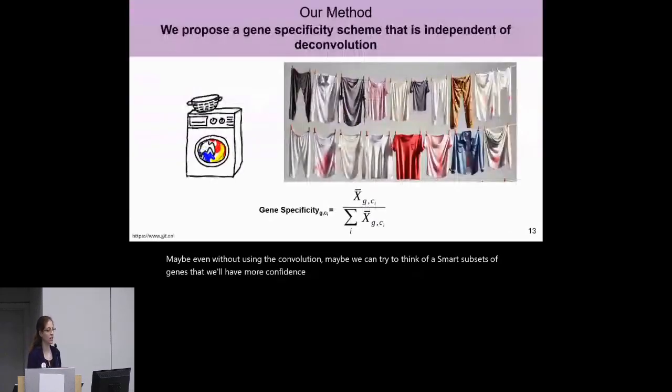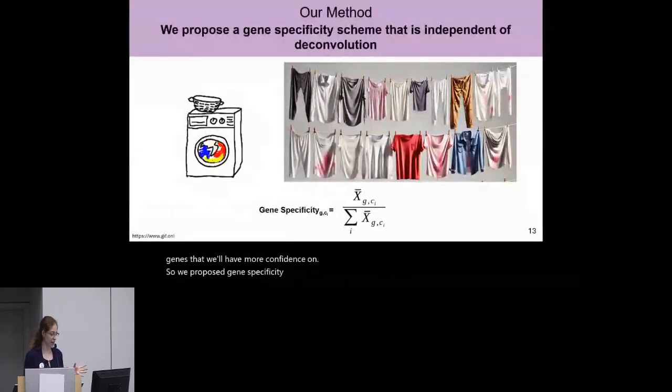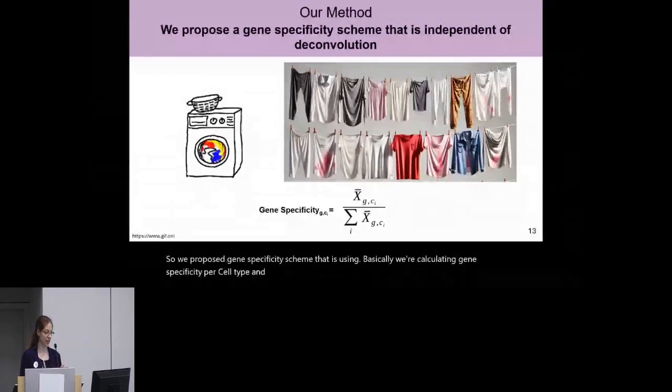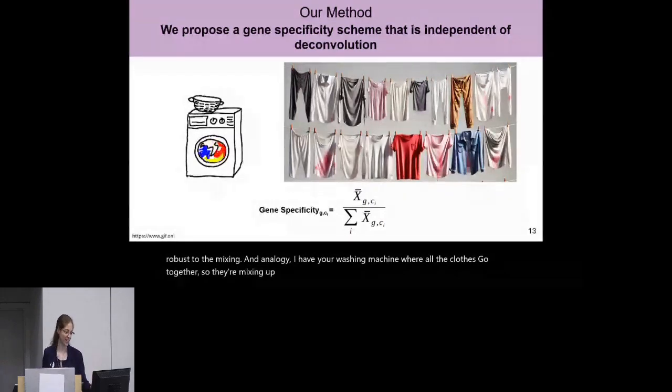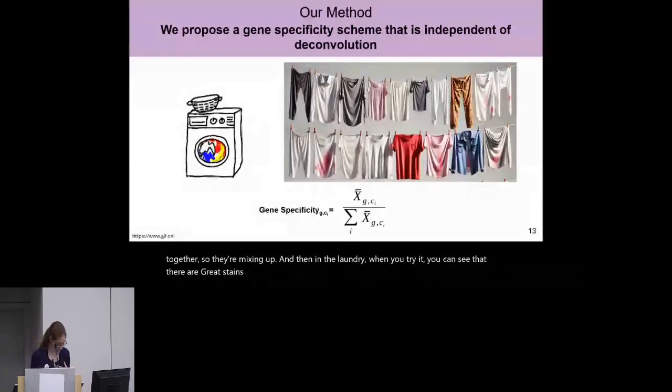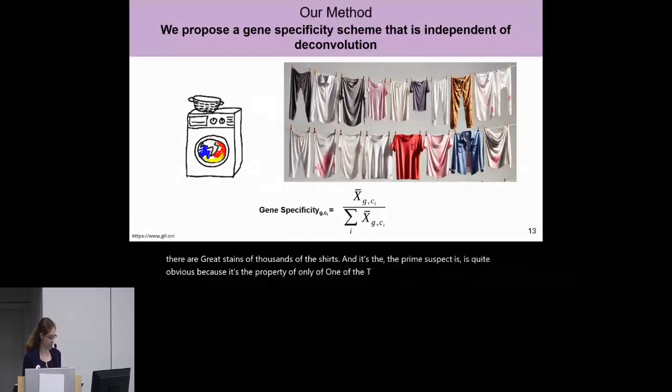So we proposed a gene specificity scheme, where we calculate gene specificity per cell type. If the specificity is high, it means that it should be more robust to the mixing. As an analogy, I have here a washing machine where all the clothes go together, so they're mixing up. Then in the laundry, when you dry it, you can see that there are red stains on some of the shirts. And the prime suspect is quite obvious, because it's the property of only one of the t-shirts. So that's the idea behind it.